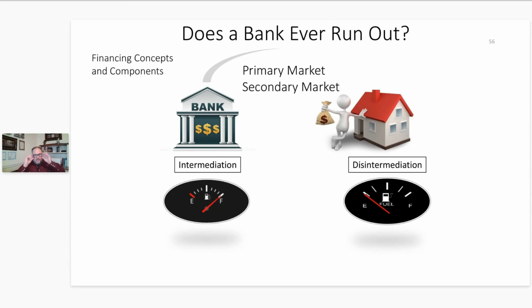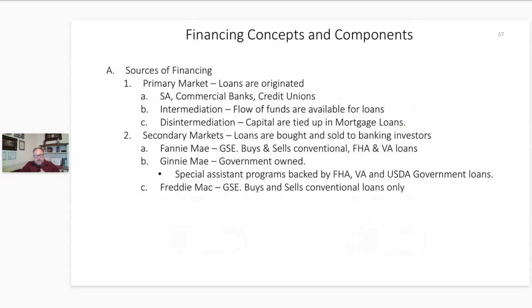Here's the basic concept. When a bank lends out home loan money, they're lending out capital they have, right? They presently have capital in their inventory they lend out. That's called intermediation. I'm full of gas, full of money, and I'm going to lend it out. Now my capital decreases. I'm in a disintermediation state. My gas tank's empty. I've got to find a way to get more money. So the bank has to come up with a way to get more money. One of the ways they do it is they go to the secondary market.